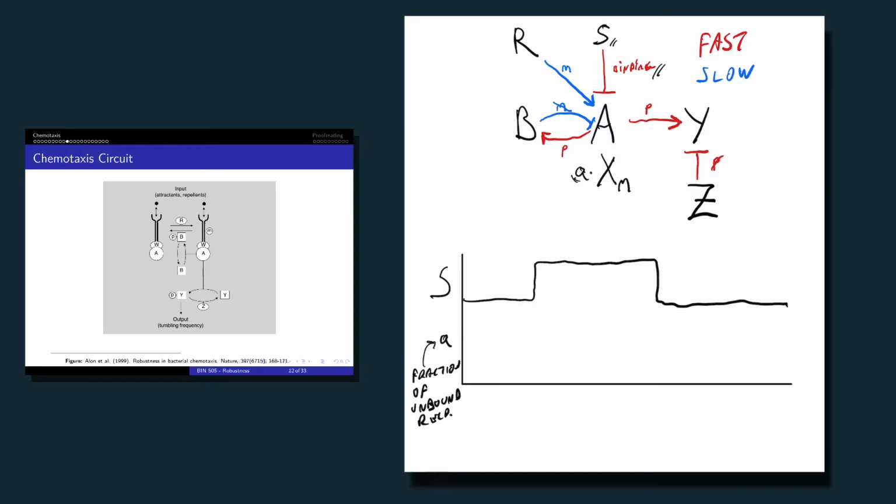So when there's less sugar, let's divide this into 2, there'll be more activity. And then when sugar increases, the amount of unbound receptors will drop. And then when sugar leaves the area, the receptors will get unbound again. So the activity is kind of the inverse of sugar, right? Rather not the activity, but the fraction of active methylated receptors.